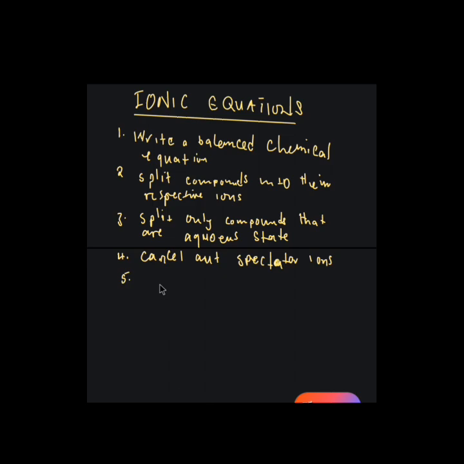the last step now is to write the remaining net ionic equation. So whatever remains after you've cancelled out, that is what you write. So on cancelling, you're only cancelling those that are appearing on both sides. The ions that are appearing on both sides, those are the only ones that you are cancelling.